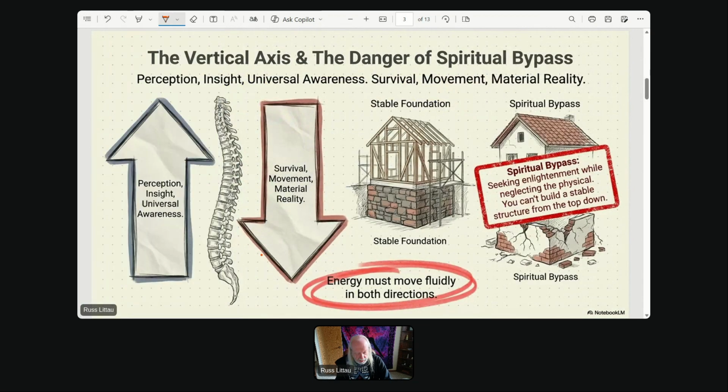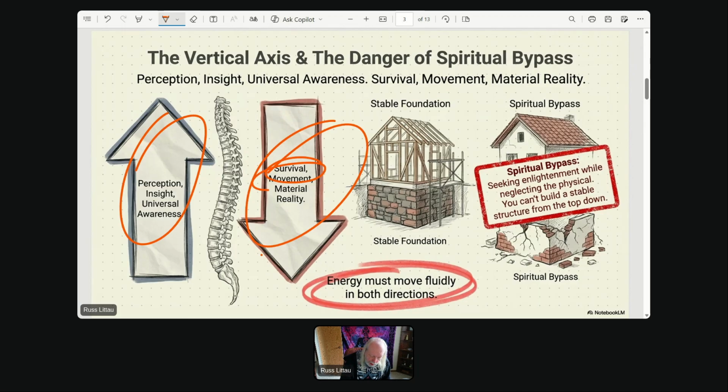So now let's see if it'll work this way. I really like this. It talks about, as it says, as we move up: perception, insight, the universal awareness, that type of thing. And then, of course, survival, movement, material reality. This is a really powerful word right here.